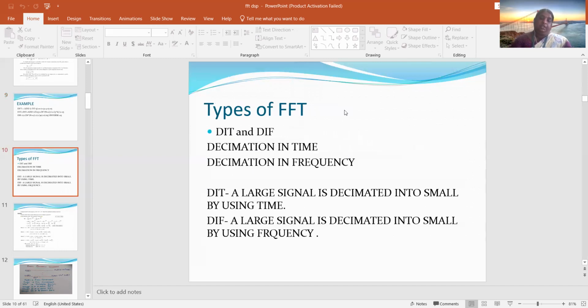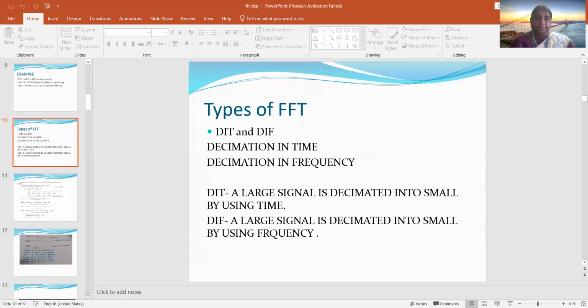Types of FFT. In the fast Fourier transform, there are two types. One is DIT, another one is DIF. DIT is decimation in time and DIF is decimation in frequency. What is DIT? A large signal is decimated into small signals by using the time period. And what is DIF? A large signal is decimated into small signals by using frequency.